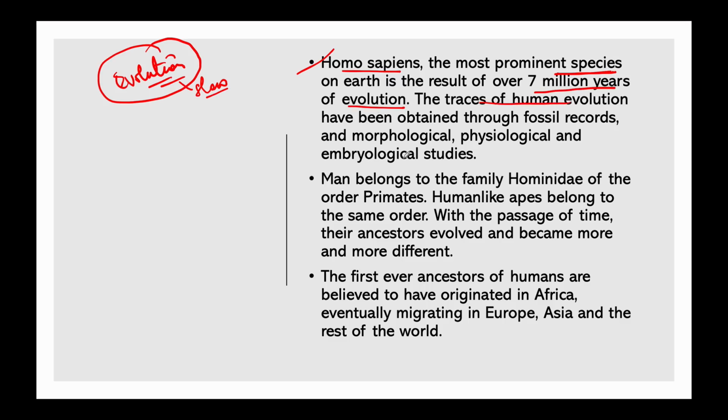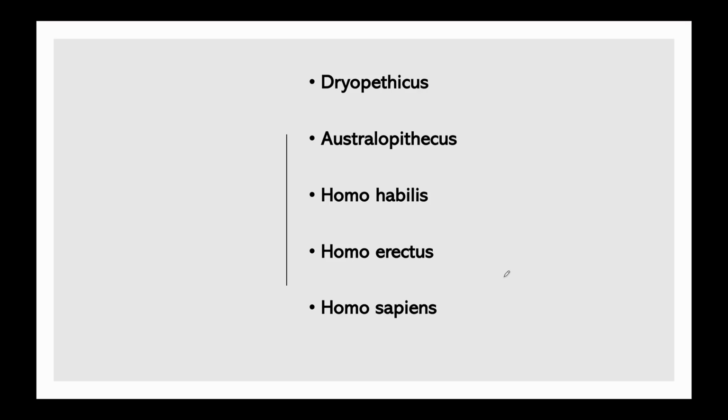The traces of human evolution have been obtained through fossil records, and man belongs to family Hominidae of order primates. The first ever ancestors of human are believed to have originated in Africa, eventually migrating to Europe, Asia and the rest of the world. Now let's talk about the process of human evolution. The evolution process involves a series of changes that causes the species to either adapt to the environment or become extinct. Evolution is the result of changes in the genetic material of humans. So if we study the mitochondrial DNA, through the mother's ancestry we'll be able to reach somewhere towards our ancestors.